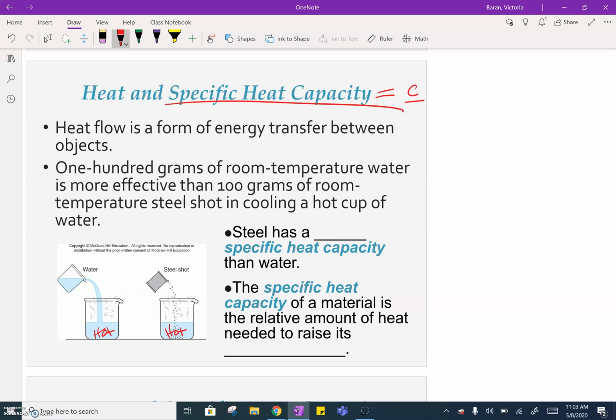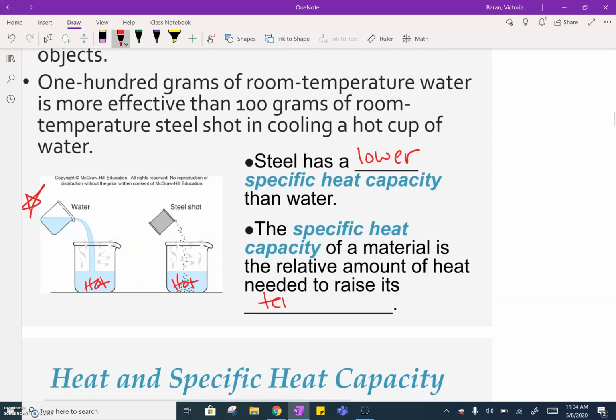And let's say we add room temperature water and room temperature steel to both of those. Which one do you think is going to cool down the water faster? This one is actually going to cool down the water much more quickly than the steel. And the reason for that is the steel has what we call a lower specific heat capacity compared to water. And specific heat capacity of a material is the relative amount of heat needed to raise its temperature.